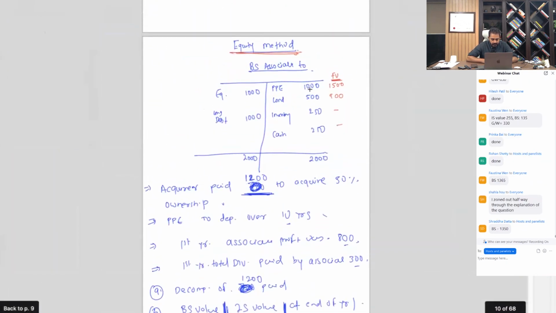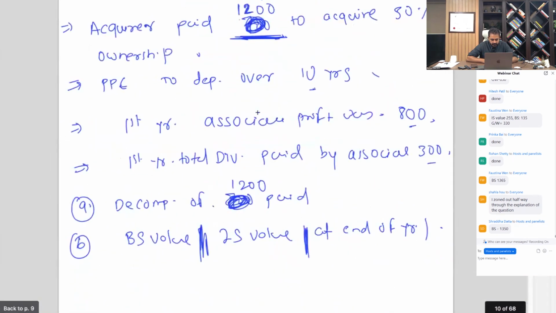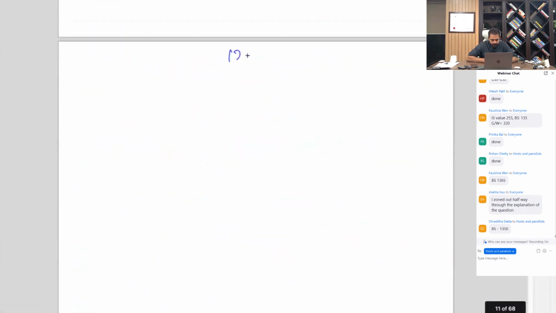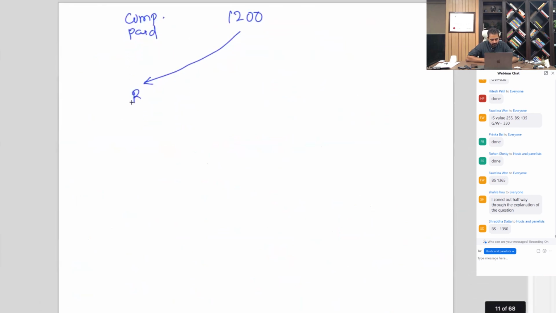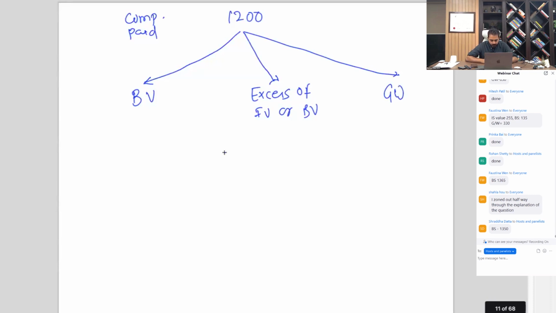All right. So the compensation that I've paid is 1200. This is the comp which has been paid. Now, some part of that I'm going to assign towards book value. Some part of that I'm going to assign over excess of fair value over book value. And then whatever is the remaining amount, I'm going to assign to goodwill.